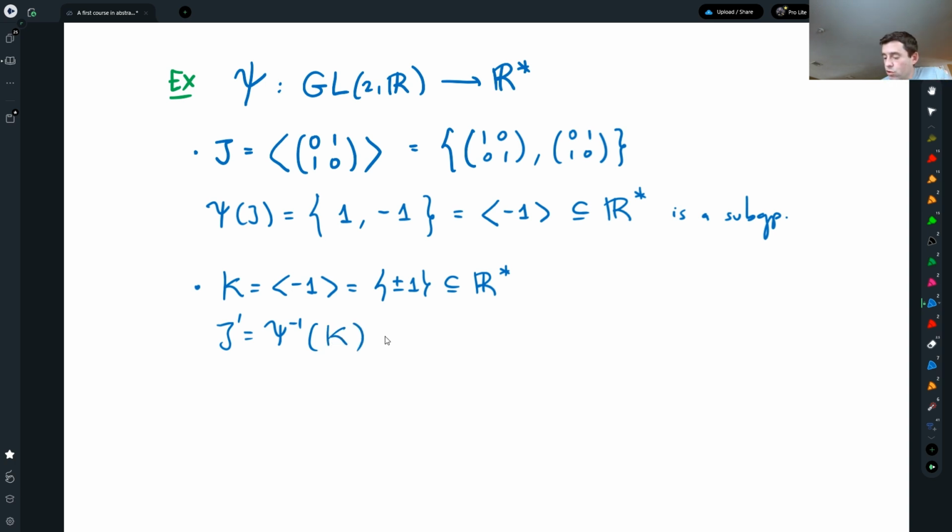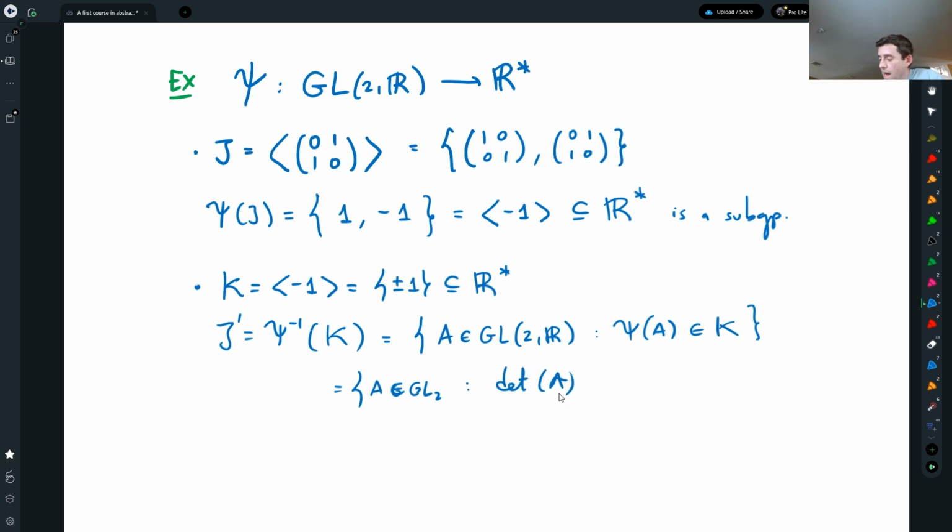Well, what is this going to be? This is by definition the matrices in GL2 such that psi of the matrix lands in K. What does that mean? Those are matrices in GL2 such that the determinant of the matrix lands in K, but K is plus or -1, so the determinant is plus or -1. What do we get? Do we get just J? Do we get just these matrices? No, there are a lot of matrices whose determinant is plus or -1.